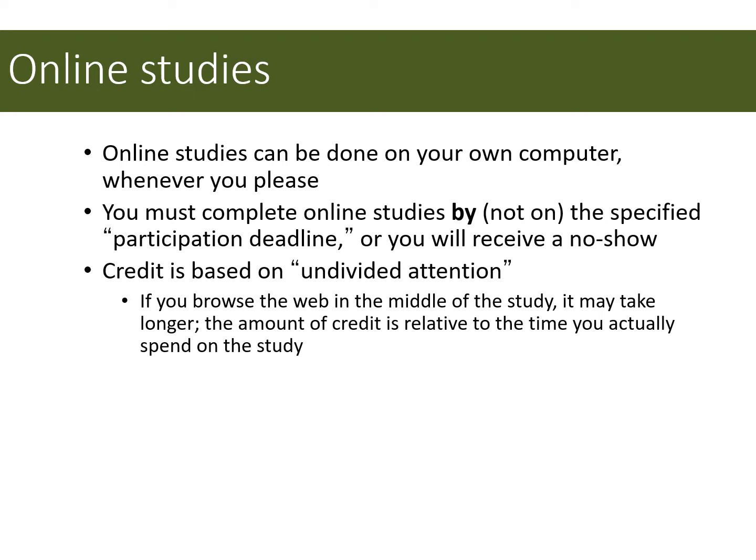Credit for online studies is based on undivided attention. So if you're browsing the web in the middle of a study, it may take longer than the specified amount of time that the study is determined to take and advertised as taking. So the amount of time that you will be awarded is relative to the amount of time you are actually supposed to spend taking this study. Online studies are tested rigorously for the amount of time that it should take a participant to participate. So you are going to be granted the amount of time that is expected for you to take.